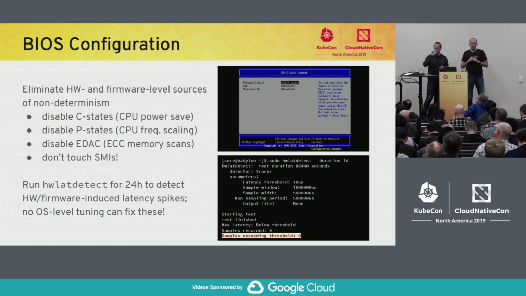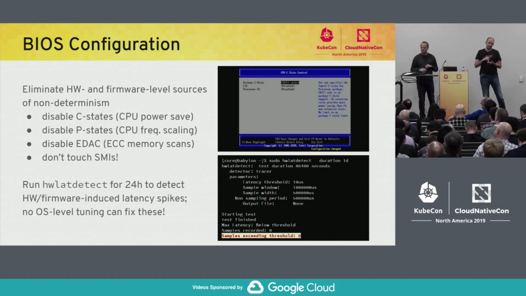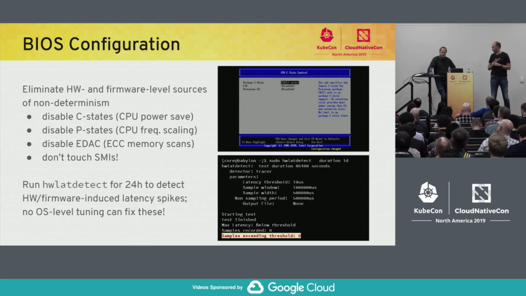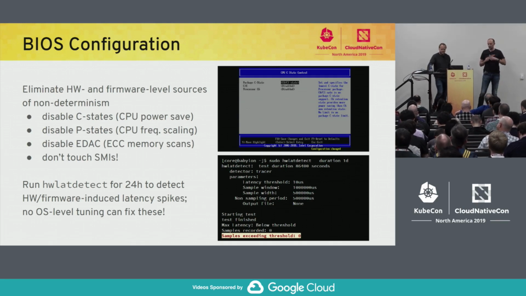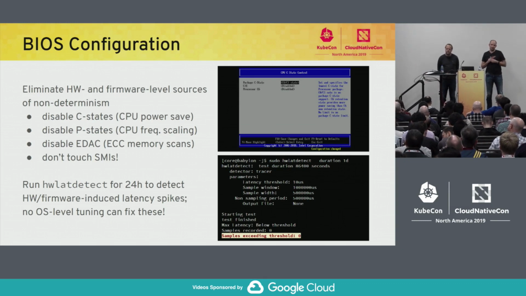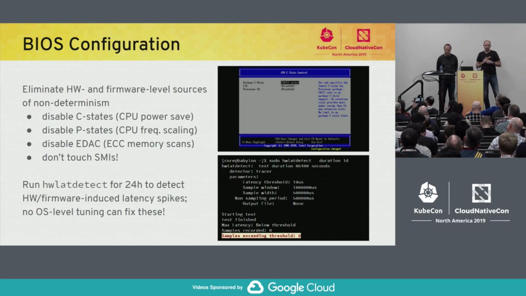In order to tune a system for real time, you really have to touch every single layer. You start really at the bottom of the machine. You have to tune your BIOS first, right? First thing is you have to eliminate any sources of non-determinism at the hardware and the firmware level. For example, disable the C states that transition you into different power saving states, right?